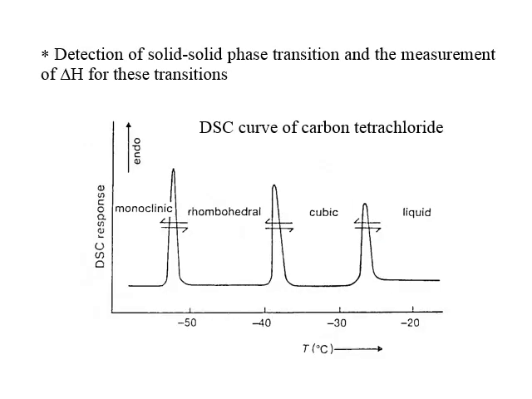So here's an example of a solid to solid phase transition without actually losing or having any kind of a reaction going on, and the measurement of delta H for these transitions. So in this particular case, we have carbon tetrachloride, which is below 0 to be a solid, and it's endothermic up. So as we go from a monoclinic to rhombohedral to cubic to liquid, you can calculate the delta H for each one of these transitions.